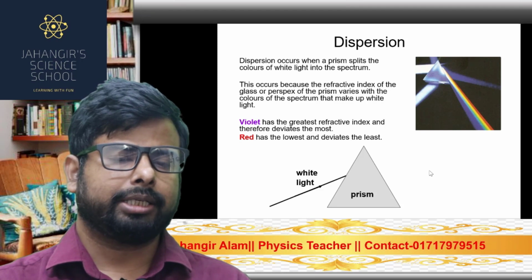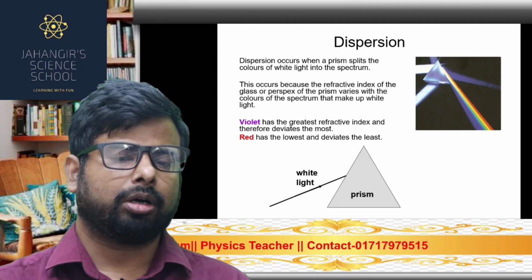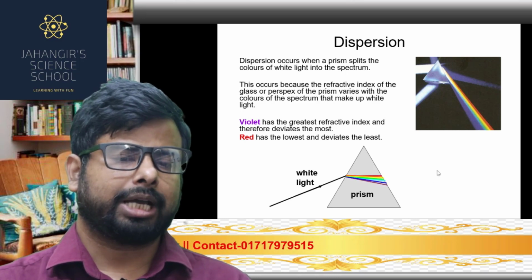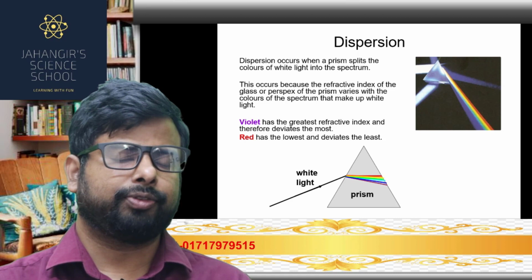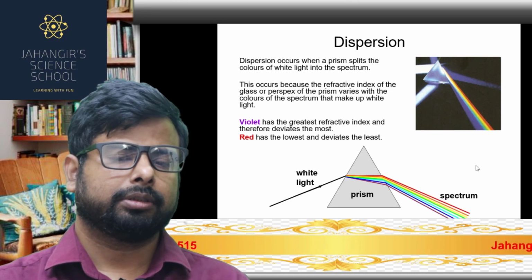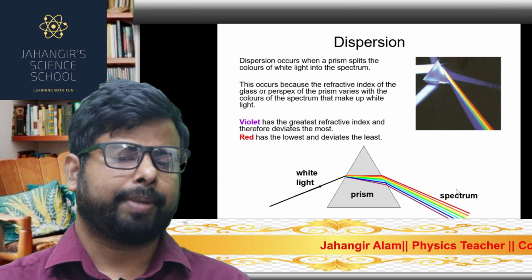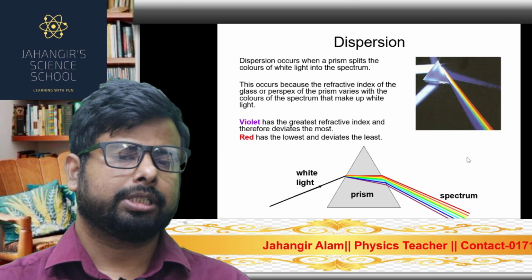Prism: white light incident obliquely on the prism surface. Then different colored light refracts differently. Then seven colored lights are separated. This is called dispersion.